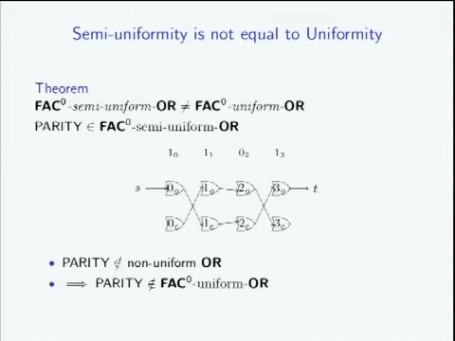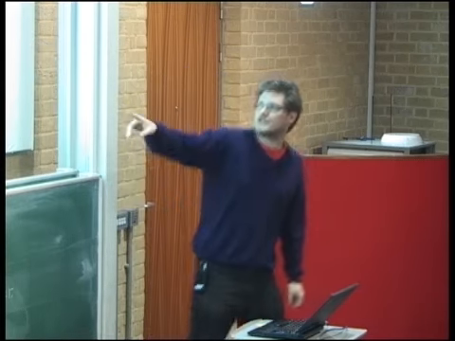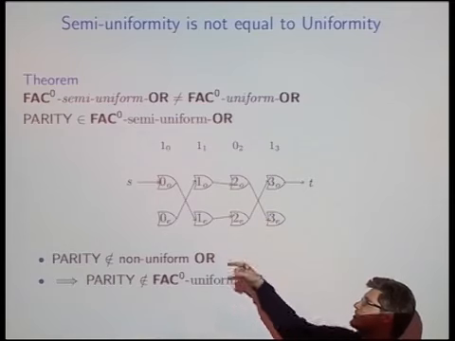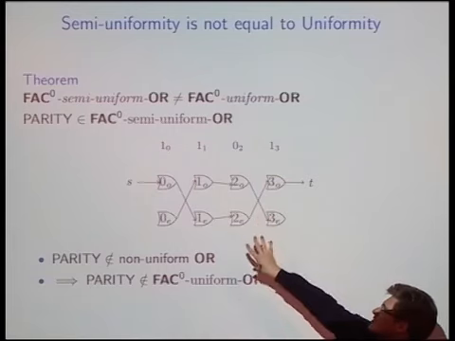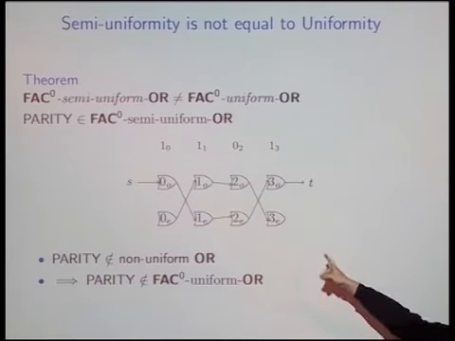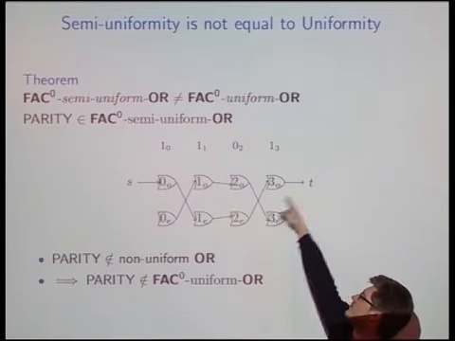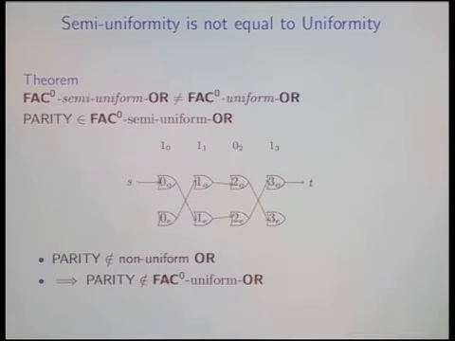We can show this by showing that parity can be solved by a semi-uniform family of OR gates, and you just use this classical structure. We have a row of odd gates and a row of even gates, and if we find a 1 in the input, we change from one row to the other row. So if the number of 1s in the input was odd, there will be a path from S to T, and if it was even, there won't be a path from S to T. So that's a semi-uniform family to accept parity.